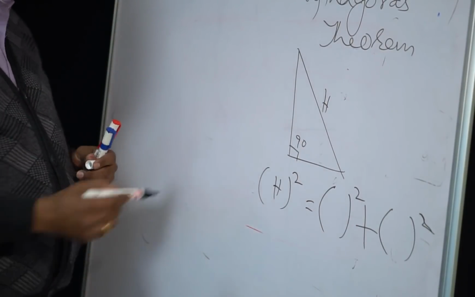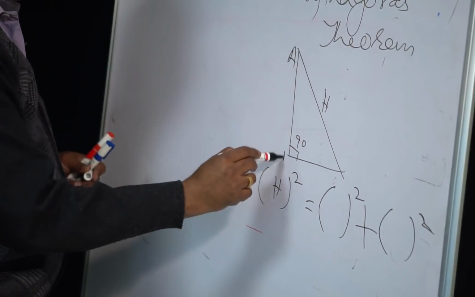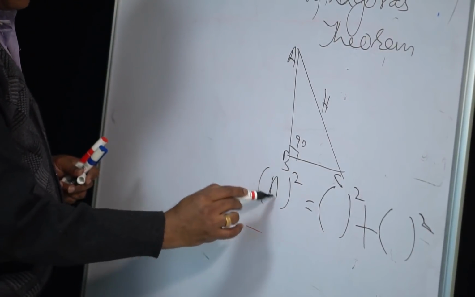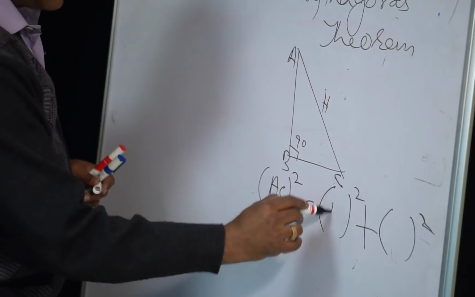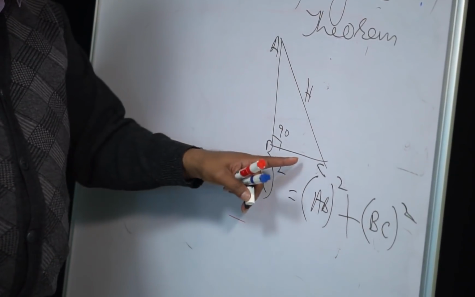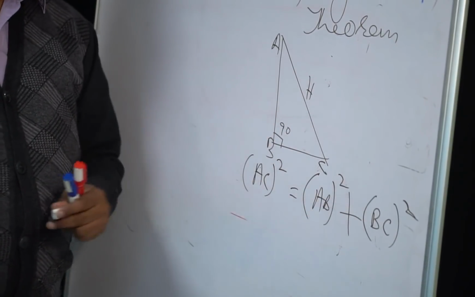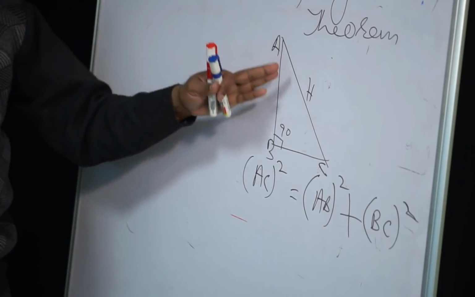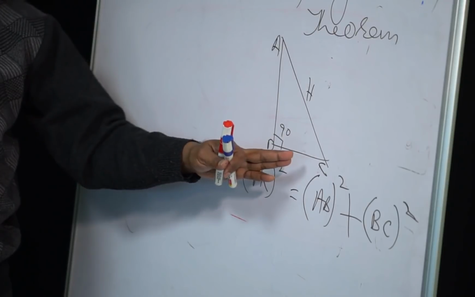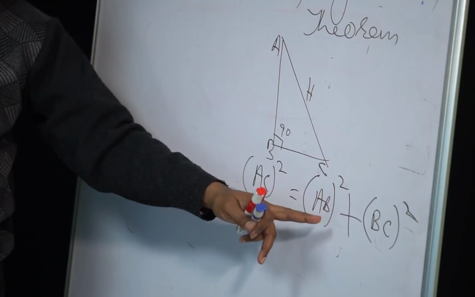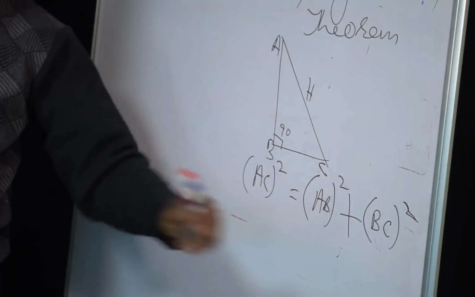It may be anything. So if we consider it as ABC, this hypotenuse is considered as AC, and the other two sides are AB square plus BC square. You can write BC square first and AB square second also, no problem. Other two sides square. Clear? So what does the Pythagoras theorem say? Square of the hypotenuse is equal to the sum of the squares of the other two sides.